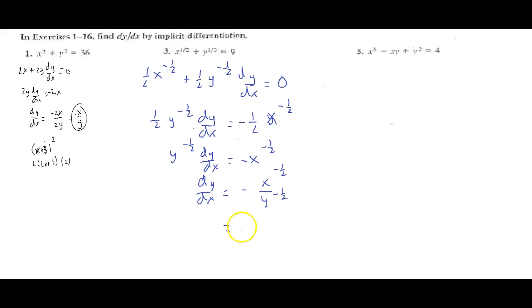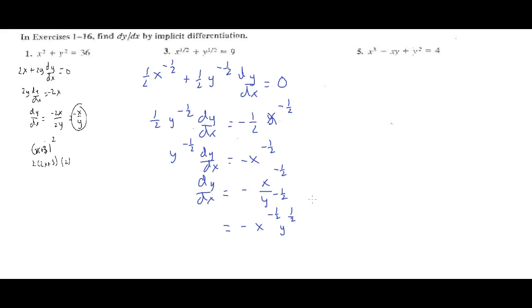So normally what we do is fix that up and go x to the negative 1/2 times y to the 1/2. Okay, and that would be the correct answer. Again, you can turn those into square roots if you wanted to, or do something like that. It's not necessary for the calculus. All right, maybe 10 seconds.